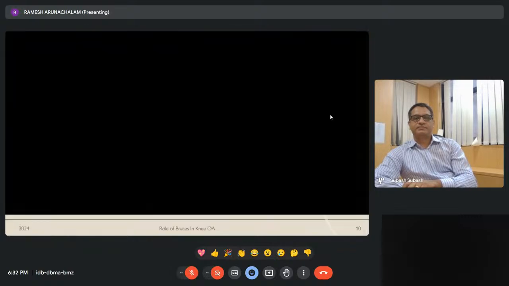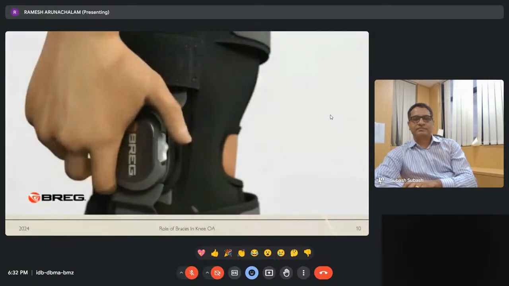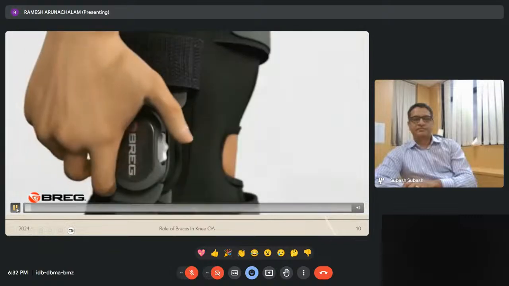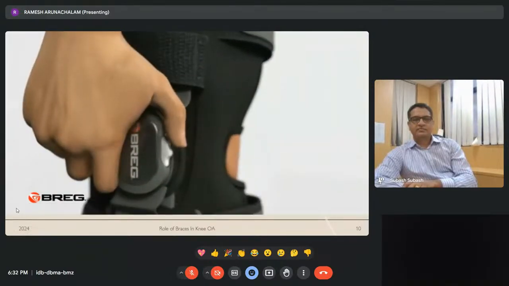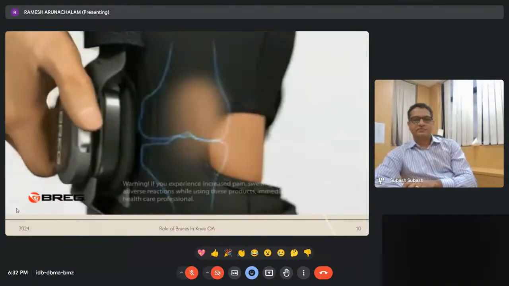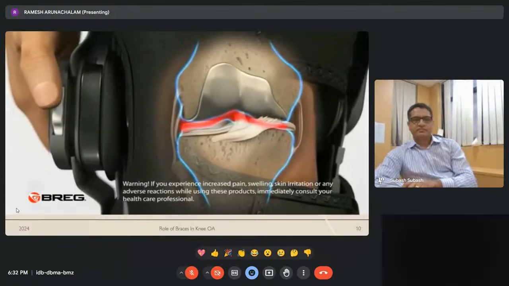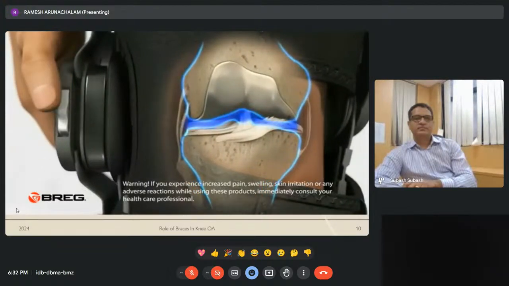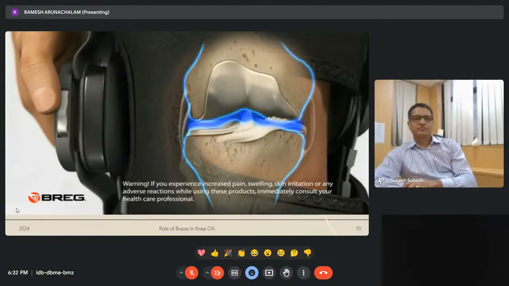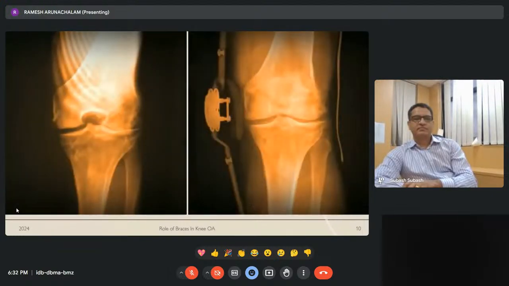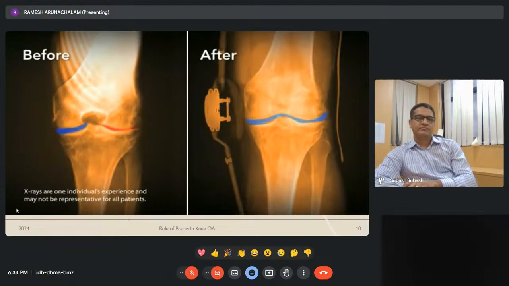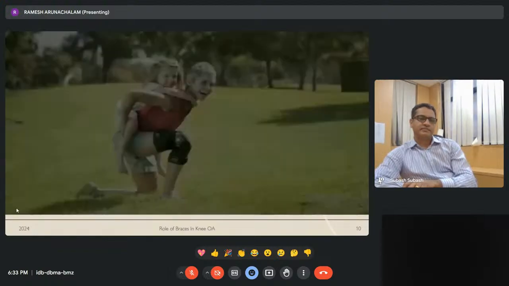What is the benefit of this? You can see this video of how the braces work. Greg's OA braces gently apply pressure to the unaffected side to align the knee, taking pressure off the affected side of the knee. The higher the number on the thumb wheel, the greater the amount of force on the knee. These before and after X-rays show how Greg's Freestyle OA brace affects the knee.